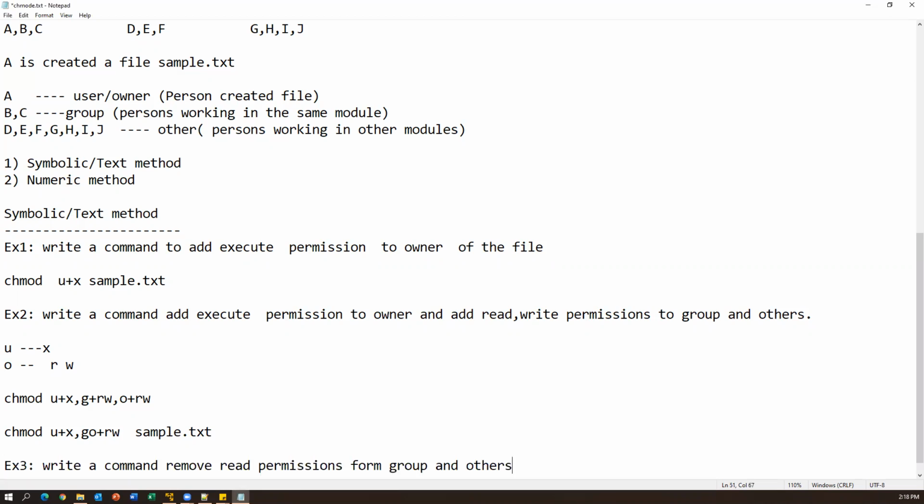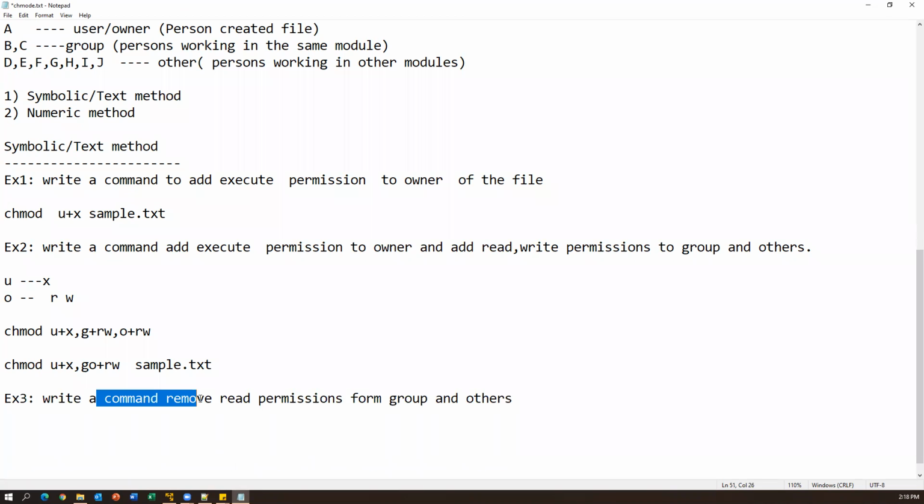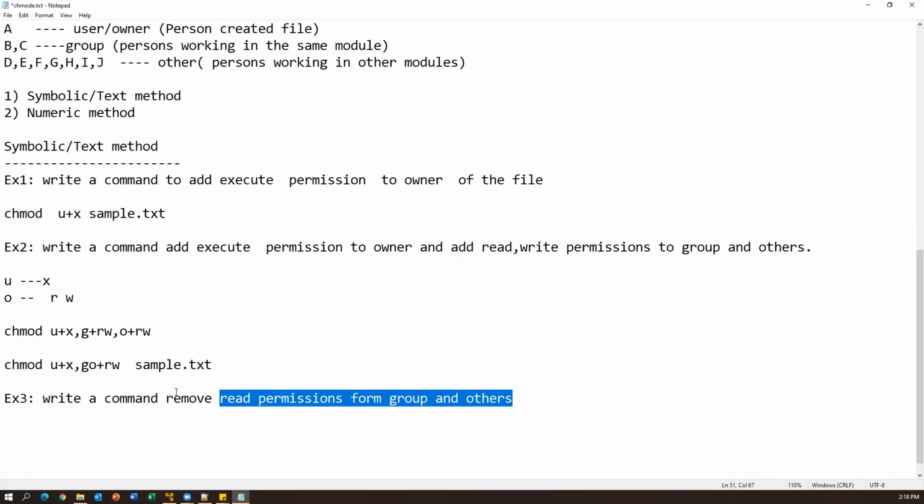Example number 3. Write a command to remove read permission from group and others. This time I want to remove permissions. Not all the permissions, only read permissions I want to remove from groups and others. So groups and others means what? G and O.